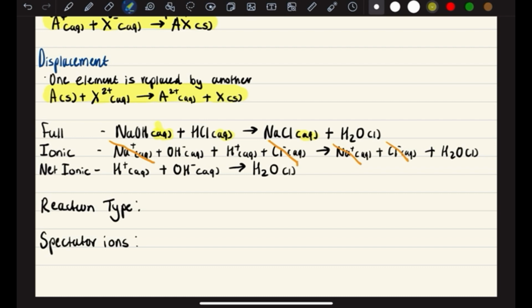Then your spectator ions are the ones that are on both sides. If they're on both sides and they're completely unchanged, it means it's a spectator ion. We can cancel it out, which is why I've drawn a line through it. So when you do that, all you have left is H+ aqueous plus OH- aqueous goes to water. And if you remembered properly, this reaction type is called neutralization. Again, the ions that remained unchanged were your sodium and your chloride.